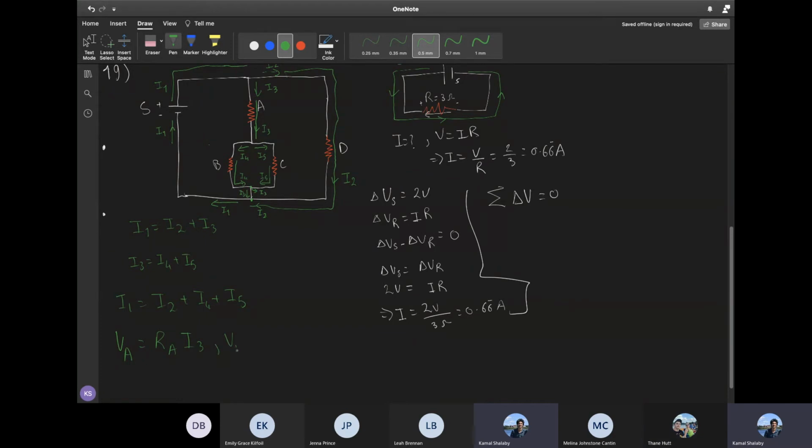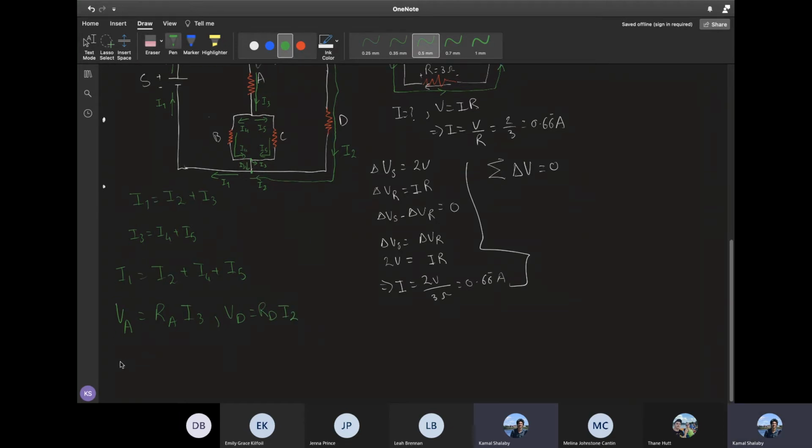And the potential difference around D, let's just call it VD, would be the same thing, R of D multiplied by I2. Just keep going on that. So VB is equal to RB times I4, and lastly VC is equal to RC times I5.